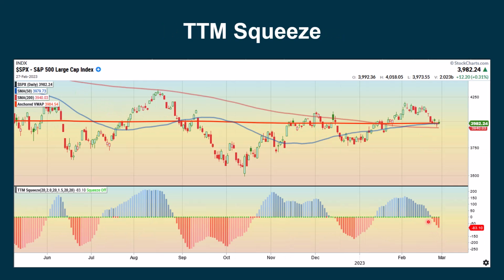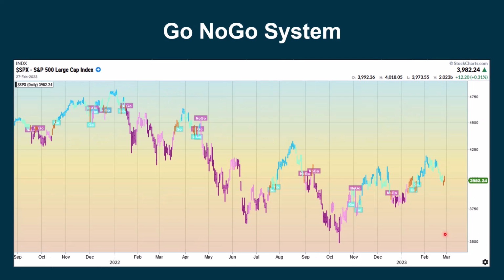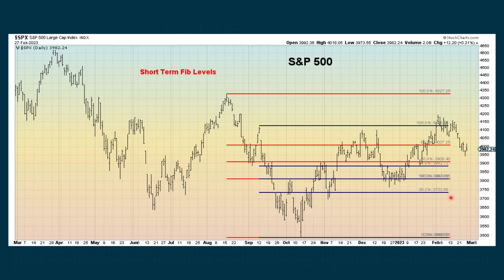The TTM squeeze continues to be negative as the red bars accumulate. And we're still neutral to negative with the go, no-go system with the brown bars. Our short-term fib levels, if we try to go back higher, we're looking at possible resistance at the 4007 level. And this line's been here for quite a while.